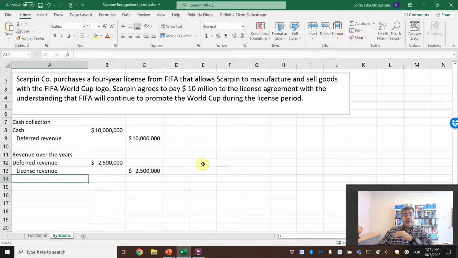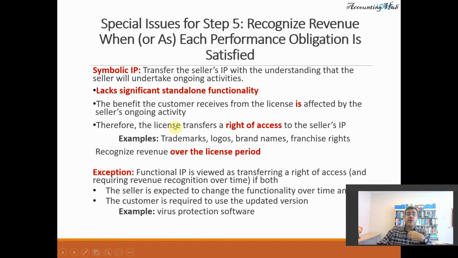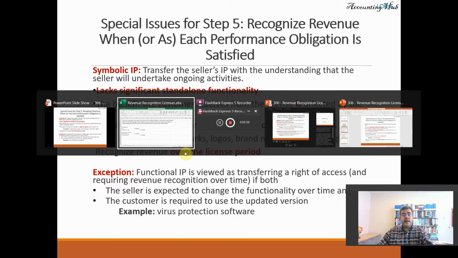So here, I am not promoting, I am not purchasing anything, I am not allowed to use the logo. So here, if we go back, the benefit is affected by the seller's ongoing activity. If there is a huge scandal on FIFA, or if the World Cup is canceled, that changes my benefit. So I am affected by that. Okay, so let's go here.